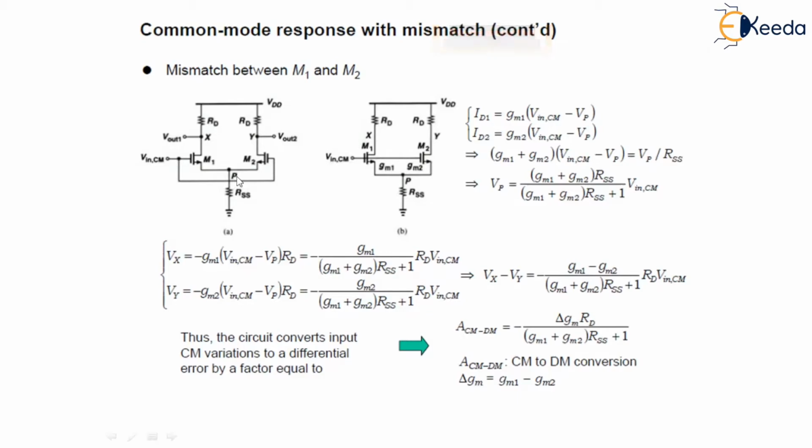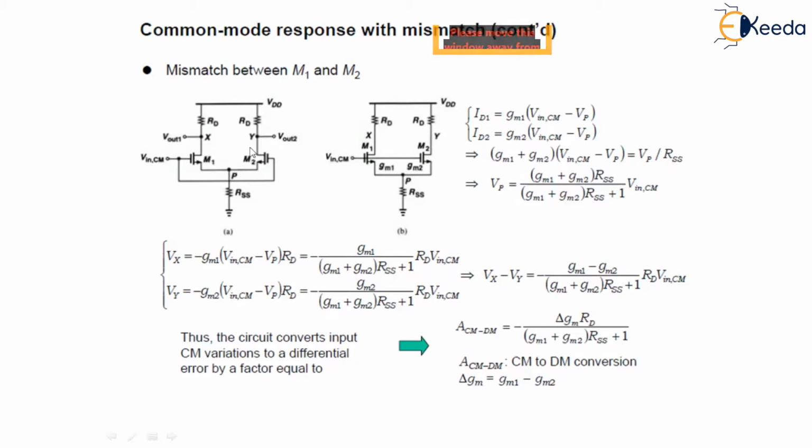Up till now, we have assumed that the differential pair is fully symmetric, and now we are considering asymmetry between these two transistors, which have different currents and unequal transconductance. So first, we calculate the small signal gain from Vin,CM to X and Y.